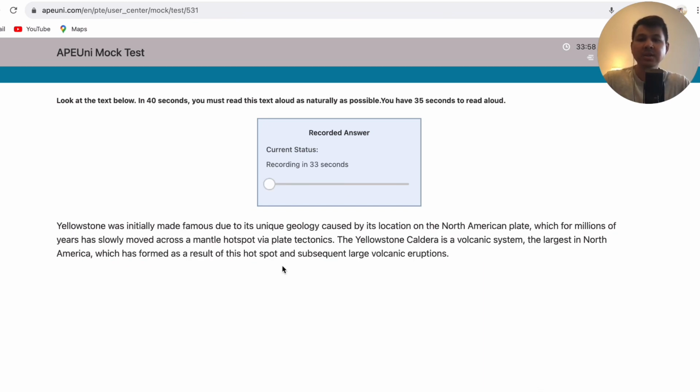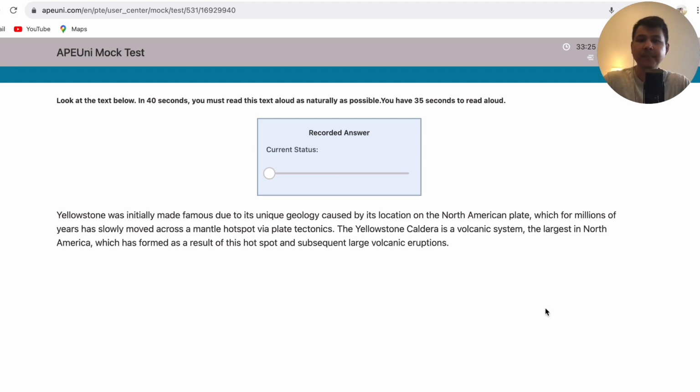Yellowstone was initially made famous due to its unique geology caused by its location on the North American plate, which for millions of years has slowly moved across a mantle hotspot via plate tectonics. The Yellowstone caldera is a volcanic system, volcanic, the largest in North America, which has formed as a result of this hotspot and subsequent large volcanic eruptions.